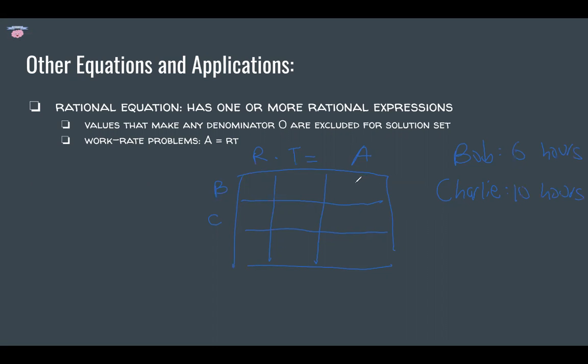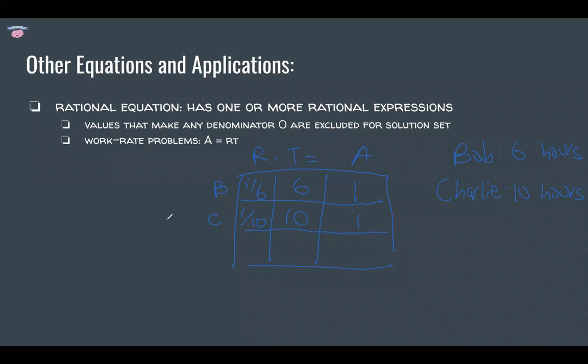So Bob can complete one house in 6 hours, which means his rate is 1/6. Do you see how we got there? Because we're given 1 is equal to 6 times r. So in this case, r is equal to 1/6. Charlie can complete one house in 10 hours. So his rate is 1/10. So now what's the problem here?